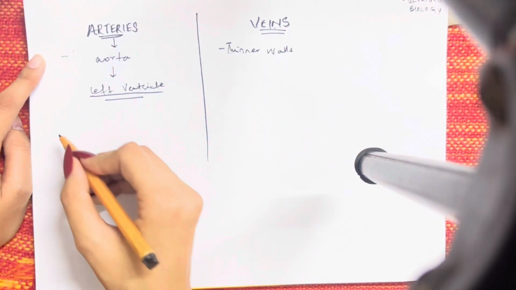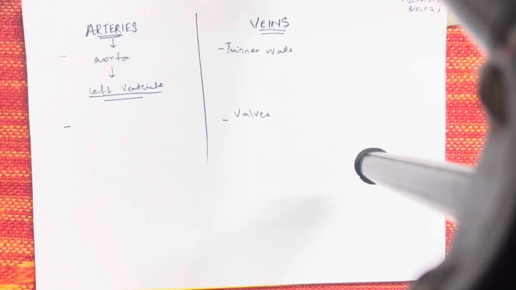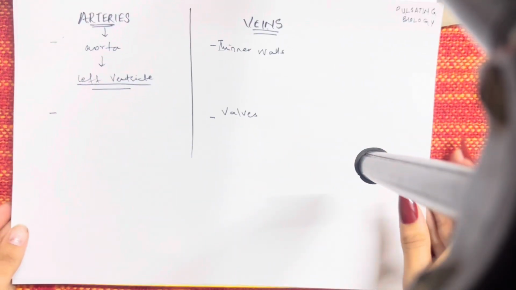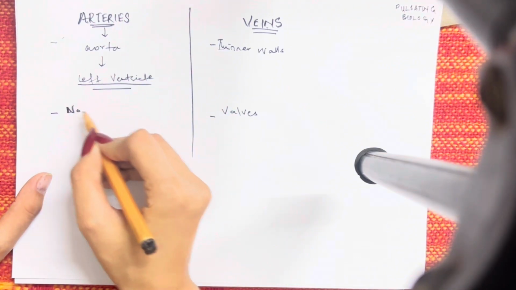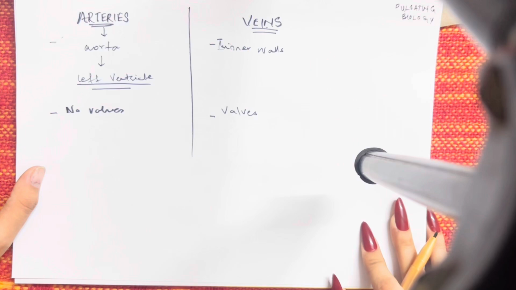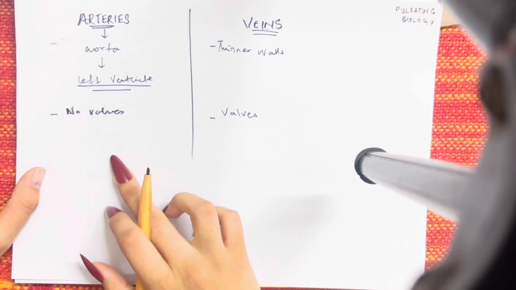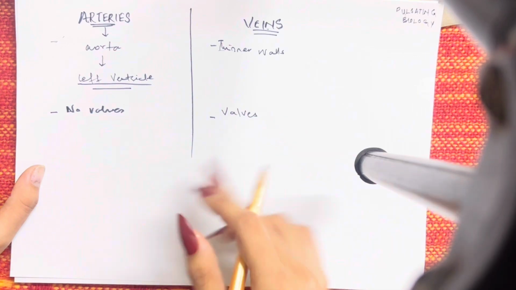Another very major difference is the presence of valves. Valves are present in the veins, and the valves play a very important role. Valves prevent the backflow of the blood. When you talk about the artery, the valves are absent. Other than that, the arteries pump more blood and at a higher pressure than the veins. This is the third difference.